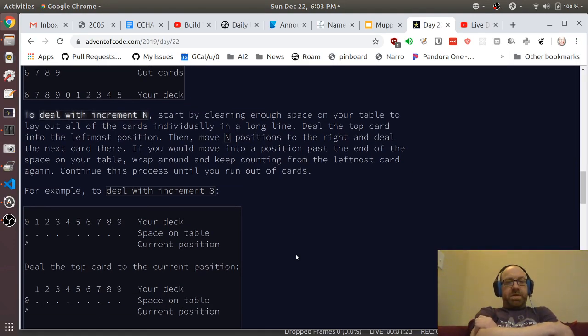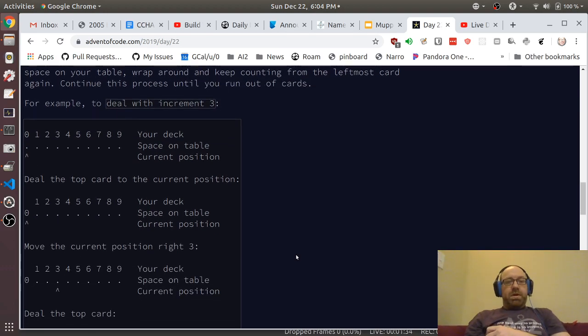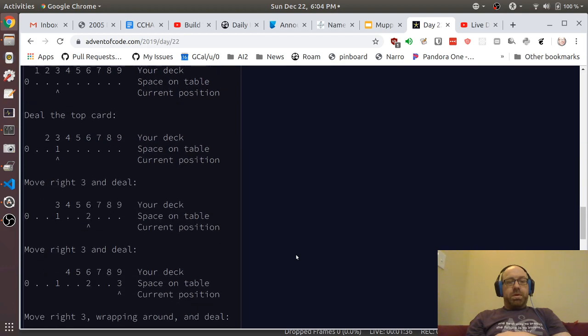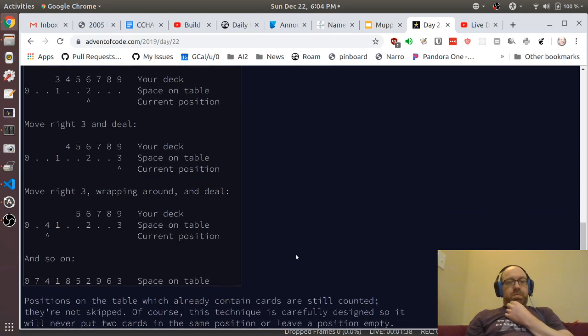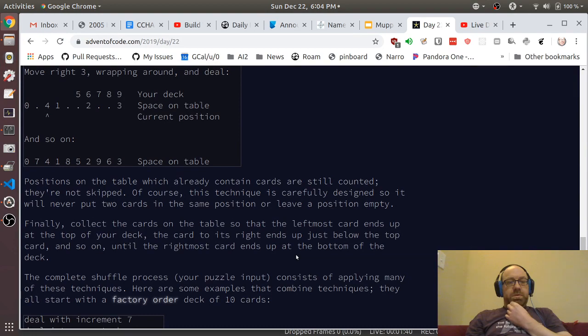To deal with increment N, start by clearing enough space on your table to lay out all the cards individually along the line. Deal the top card, then move N positions to the right. Deal the next card there. If you would move past the end of the space, wrap around rather than keep counting. Repeat this process until you run out of cards. For example, to deal with increment 3, keep going. Move right 3 and deal. Positions on the table which already contain cards are still counted.